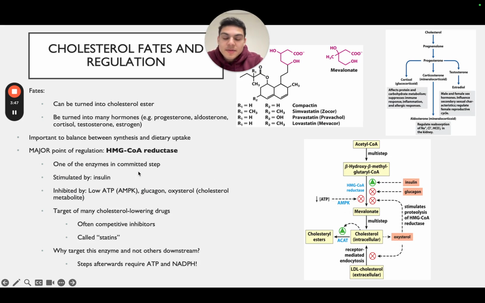So this is one of the enzymes in the committed step, and that's step 1 for cholesterol synthesis. It's stimulated by insulin, and it is inhibited by low ATP, glucagon, and oxysterol, which is just a cholesterol metabolite. So if cholesterol breaks down, then obviously we don't need more cholesterol. HMG-CoA reductase is the target of many cholesterol-lowering drugs because we're stopping the body from producing its own. They're often competitive inhibitors, so they'll competitively bind to this HMG-CoA reductase. They're often called statins, which I'm sure you guys have heard before.